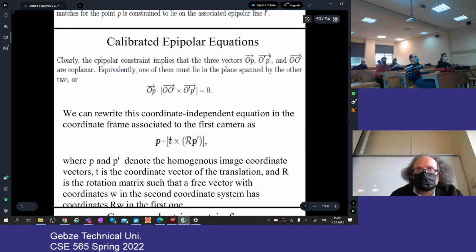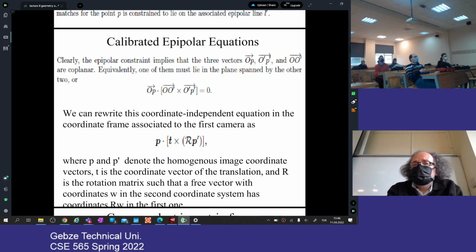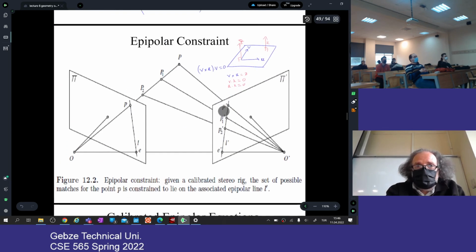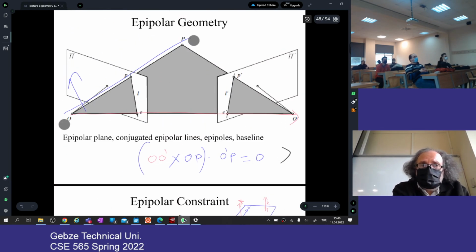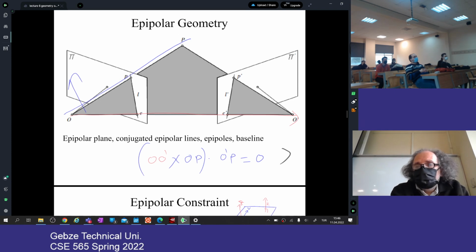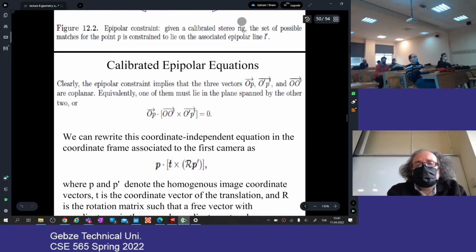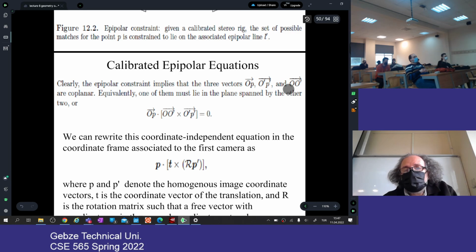So let's get this one. Remember those three vectors, OP, O prime, P prime. By the way, OP and OP are the same thing, right? O prime P and O prime P prime are the same thing, okay? So this says that OP, O prime, P prime, O prime are on the same plane, they are coplanar. And if I write this, O prime cross product O prime P prime, and the resulting vector is dot product by OP, it should give me a 0.